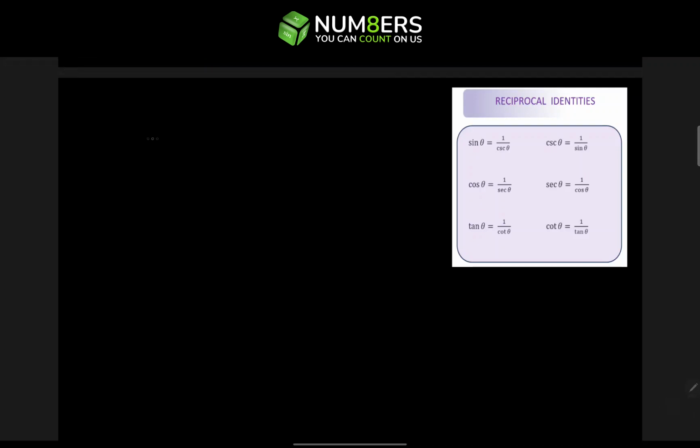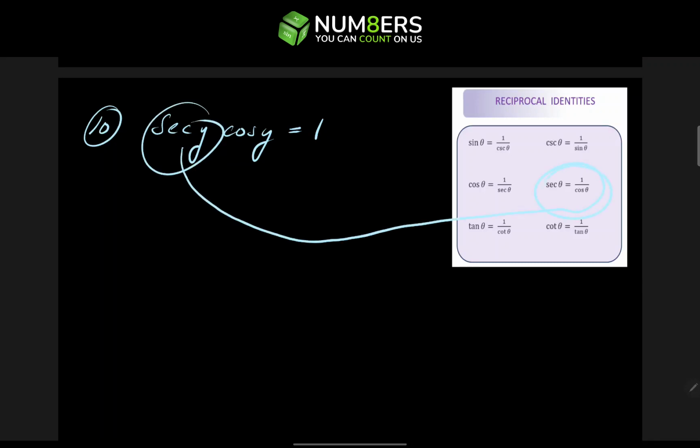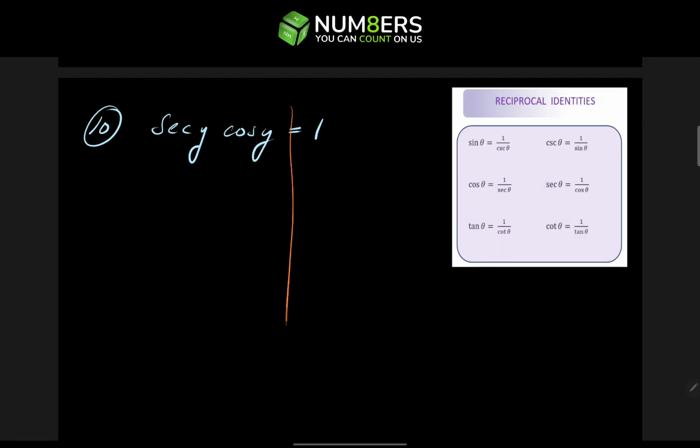Okay guys, for question number 10, we're going to do an easy one, which is secant y times cosine of y is equal to 1. And notice how secant of y is 1 over cosine of y. So we're going to use this one. First, let's draw the line in the middle. And we're going to work with the left side and show that it's equal to the right side.